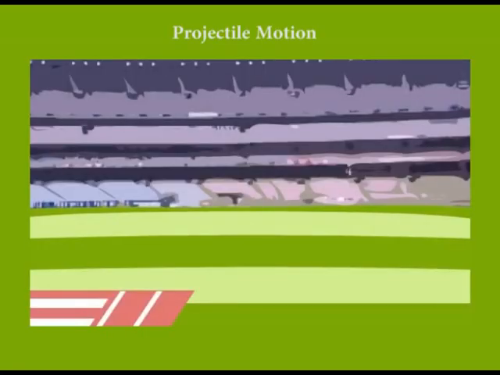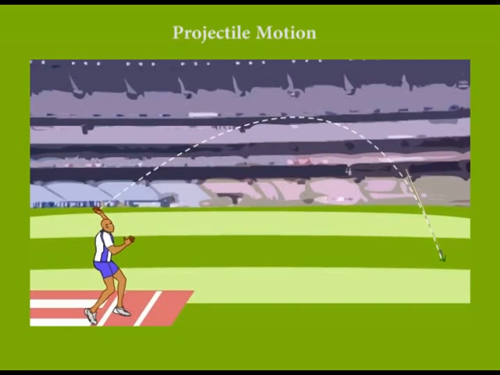Today we look at projectile motion. Observe the athlete throwing a javelin. The javelin follows a curved path and lands on the ground. Such objects like a javelin that move along a curve determined by gravity and air resistance are called projectiles. The path followed by a projectile is called a trajectory.